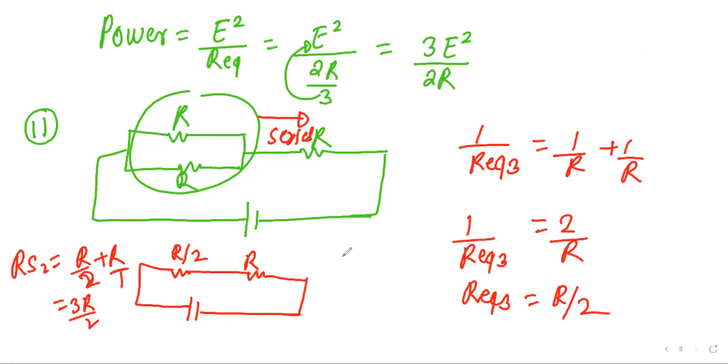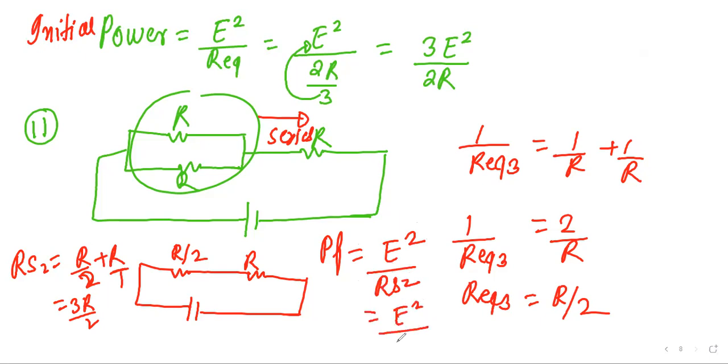So again, we want to find the final power. This is your initial power, and this is your final power. The power formula we know, that is E square upon RS2. So put the value. You will get E square upon 3R by 2. So the answer will be 2E square upon 3R. So this is the answer for that.